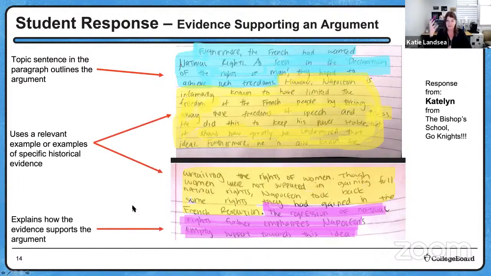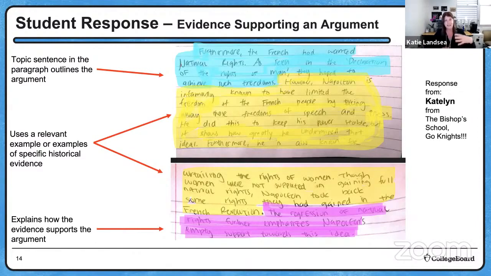So Caitlin was able to give us some historical evidence about Napoleon taking away freedom of speech and the press, about Napoleon taking away rights of women, and then link that back to an argument about Napoleon not supporting those ideals of the French Revolution.